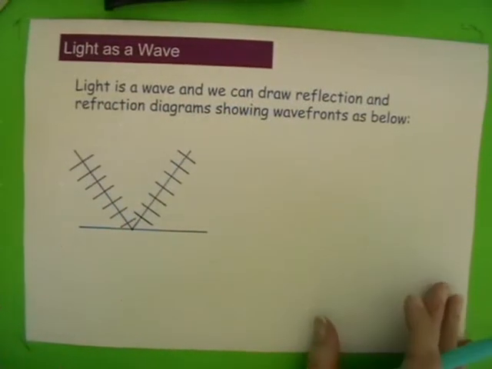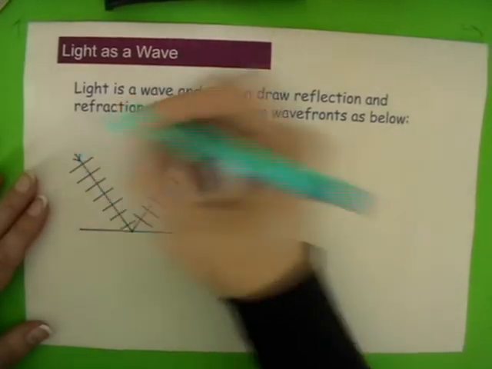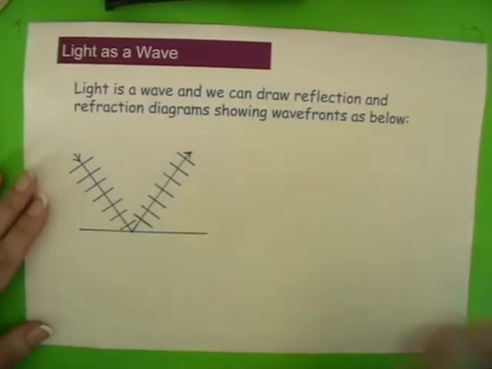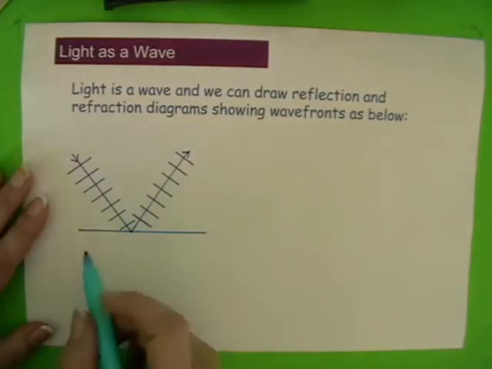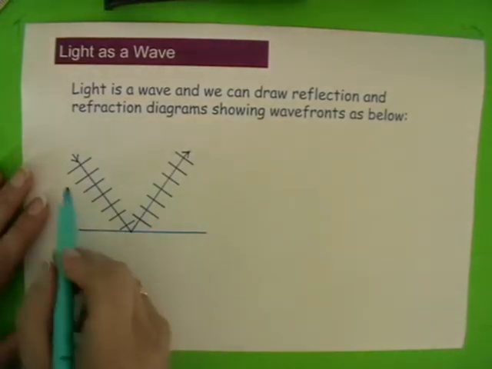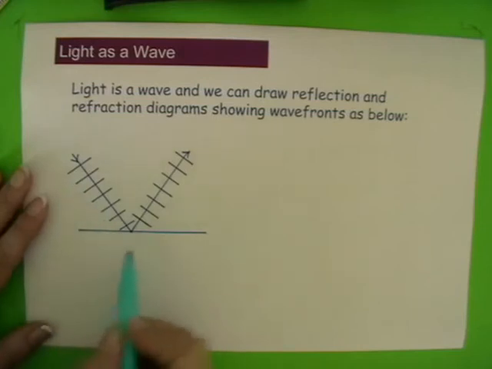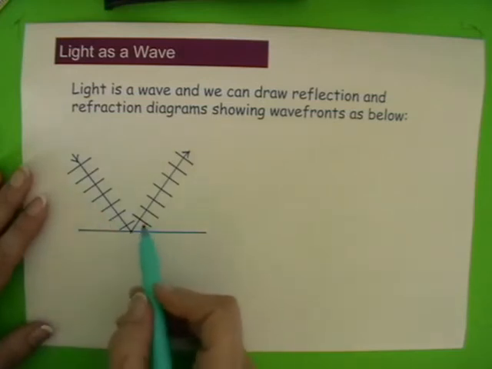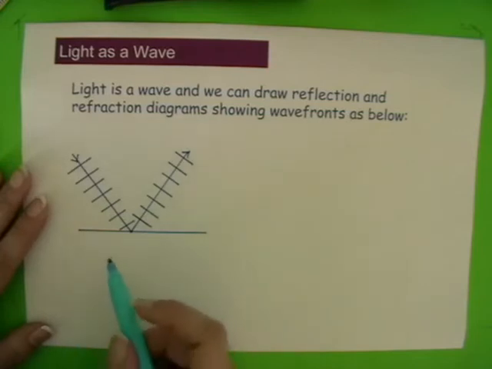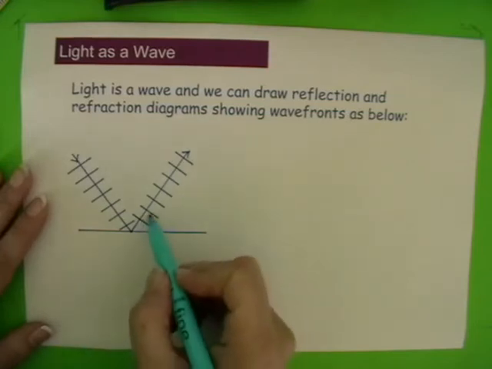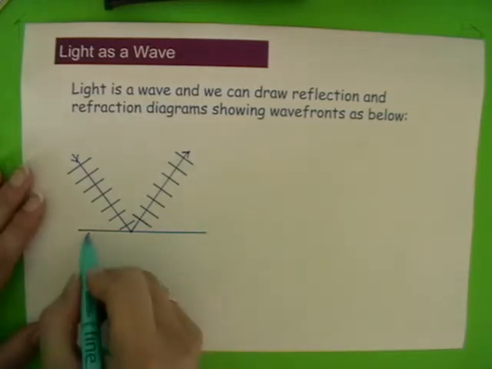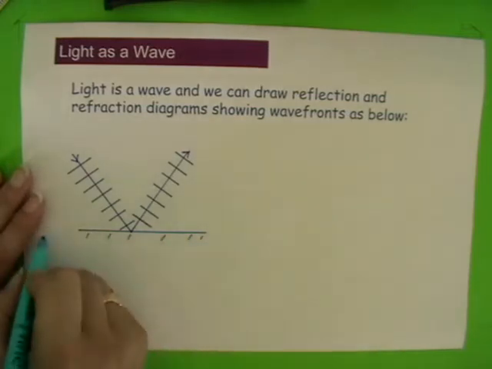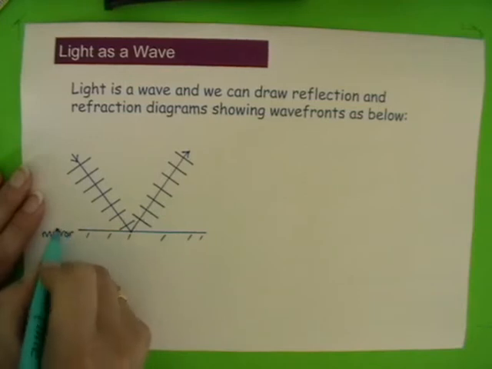Now when you show these wavefront diagrams, we show the direction of travel with our arrows. The wavefronts are at right angles to the direction of travel, and they should be approximately the same distance apart. And when they're reflected, they're still the same distance apart. Let's just remind ourselves the distance between the wavefronts is the wavelength. And this is our mirror surface, or our reflecting surface.